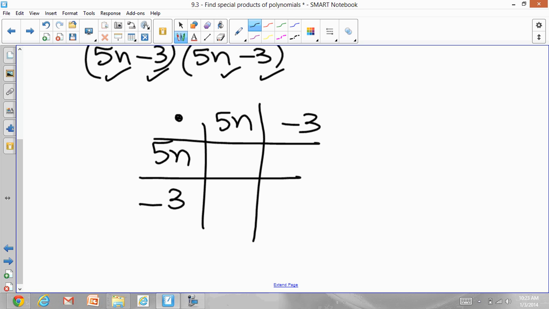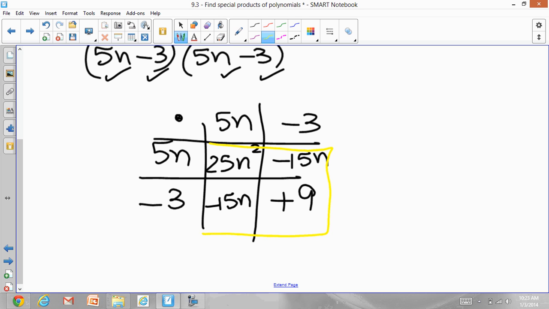5 times 5 is 25. N times n is n squared. 5 times negative 3 is negative 15 and n tags along. Negative 3 times 5 is negative 15 and negative 3 times negative 3 is going to give you positive 9. So once you realize your calculations are done, this becomes part of the answer unless you need to combine them.